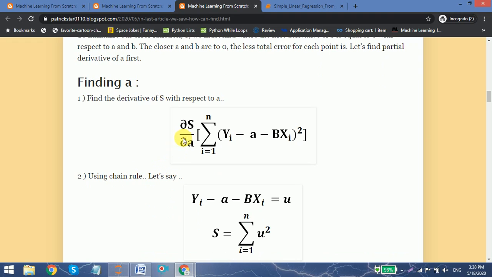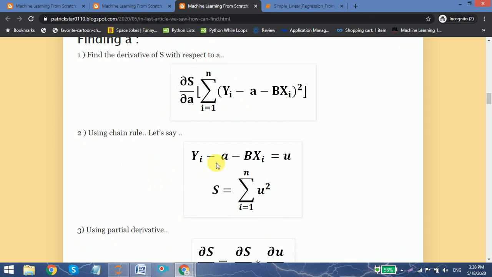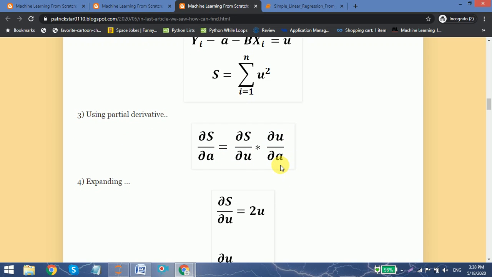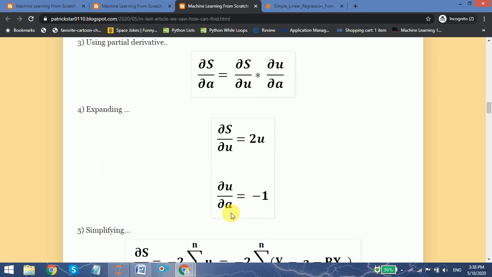So we have to find the partial derivative for our squared error. Let's define yi minus a minus bxi equals u, where s equals the sum for i equals 1 to n of u squared. Now we have our chain rule equation: delta s over delta a equals delta s over delta u times delta u over delta a. First we find the partial derivative of s with respect to u, then the partial derivative of u with respect to a. The partial derivative of s with respect to u will be 2u, and the partial derivative of u with respect to a will be minus 1.